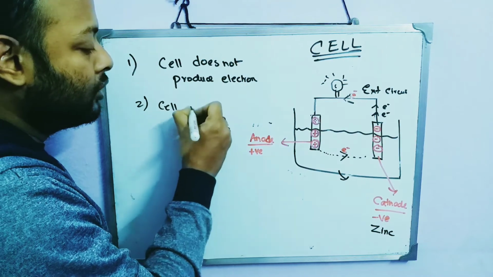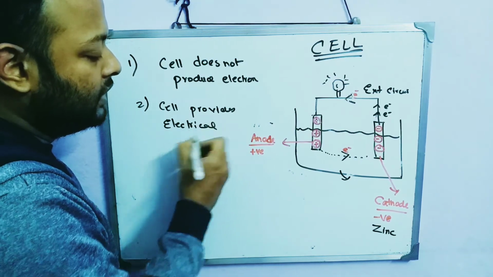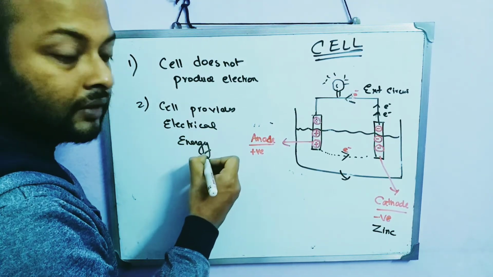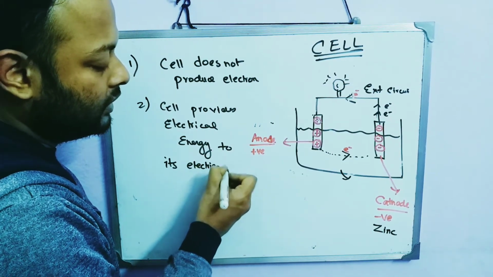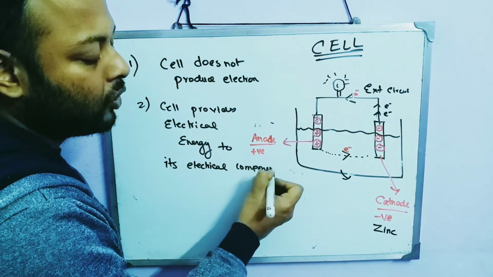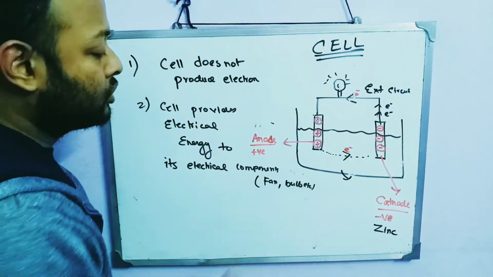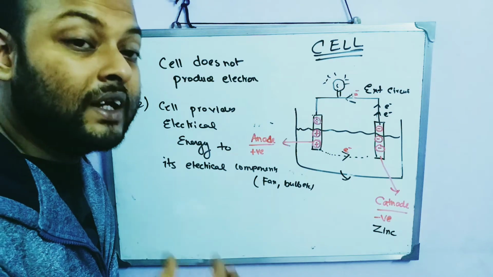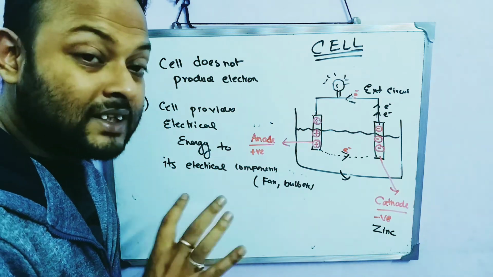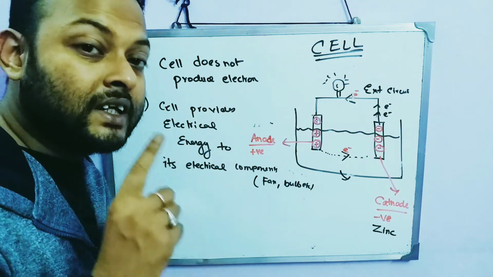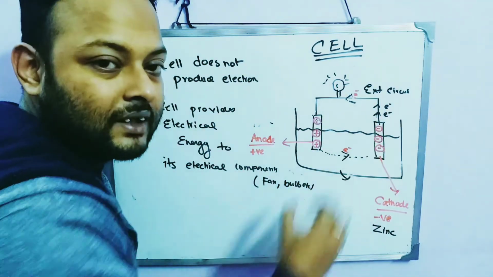Second thing, a cell provides electrical energy to its electrical components. Electrical components means what? Say fan, bulb, etc. So a cell is basically providing some electrical energy, which is carried by the electrons, to this bulb. So that is the function of a cell. A cell provides electrical energy. A cell does not produce electrons because the electrons are already present inside the electrolyte.